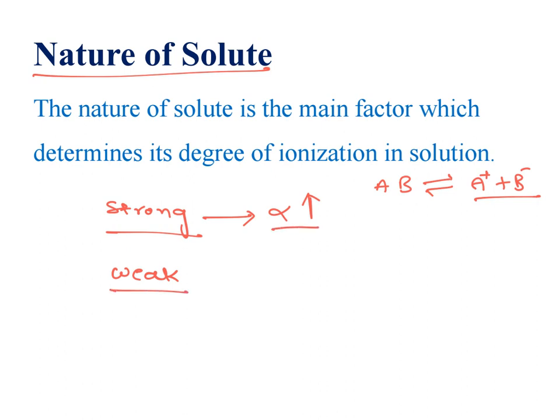If a weak electrolyte is present, the degree of ionization of the weak electrolyte is less, it is feebly dissociated, and due to this the alpha value decreases for a weak electrolyte.